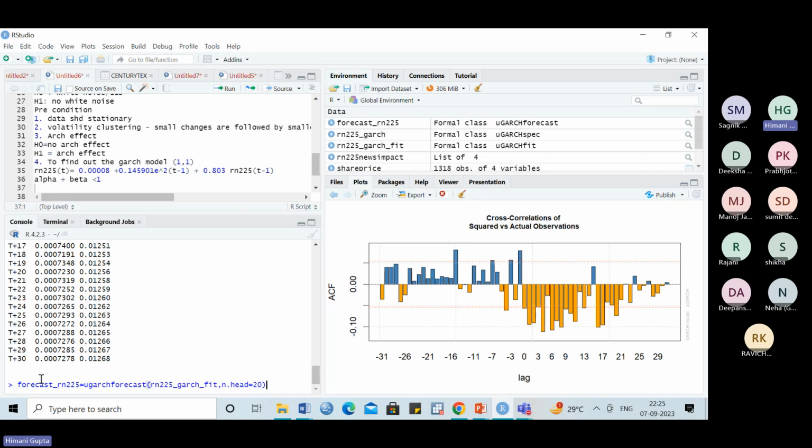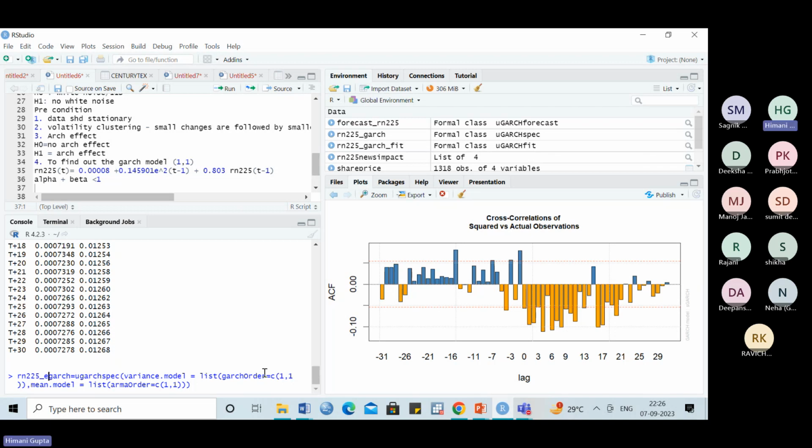Now same command. You don't have to remember the command. I'm just pressing the upward arrow, so when I press the upward arrow, all my previous commands will be there. So I don't have to write it. Now let us create a model, RN225. Now I'm giving the name EGARCH so that two different models are being made. So RN225EGARCH is equal to ugarchspec, variance.model equals list.